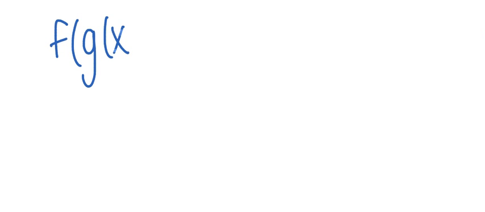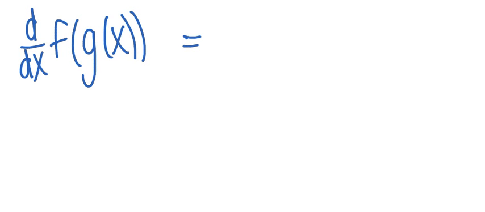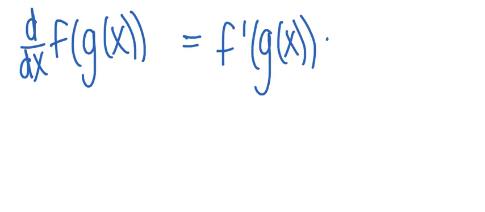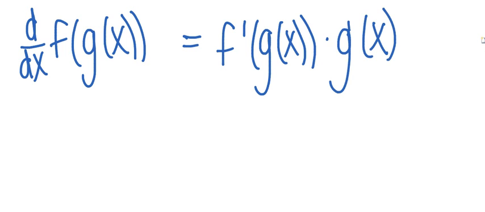The chain rule is used when taking the derivative of a composition of a function. This is expressed as f of g of x, with f of x as the outside function and g of x as the inside function. According to the chain rule, the derivative equals f prime of g of x times g prime of x. Let's do a few examples.